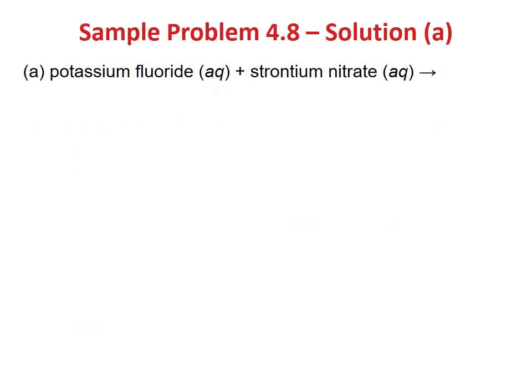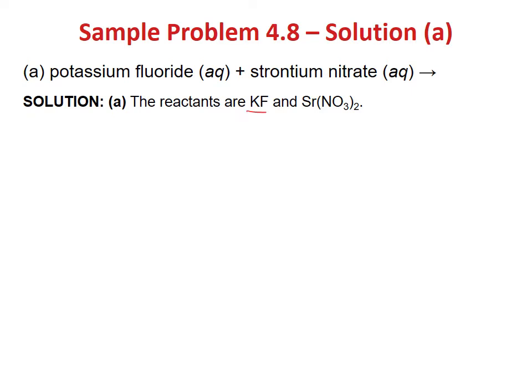Question A. Potassium fluoride and strontium nitrate. So the potassium fluoride formula is this one, strontium nitrate. This is group 1 and this is group 2, but the anion is nitrate. So both of these, group 1 metal cation and the nitrate salts, are all highly soluble. So in a solution, you should have potassium cation, fluoride anion, strontium cation, nitrate anion.